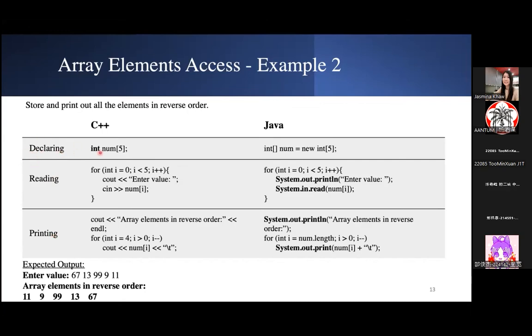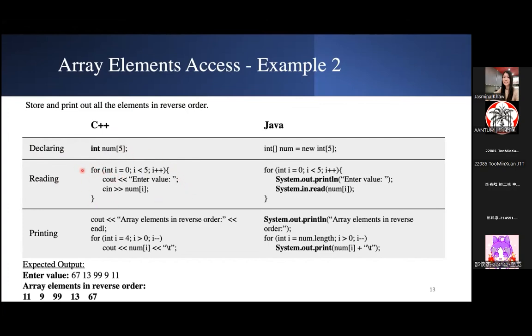For declaring, we just need to declare the array. We have the integer data type with the name of num, and then we have the size of 5. After we declare the array, we can read the values into the array. So here we prompt the input from the user.